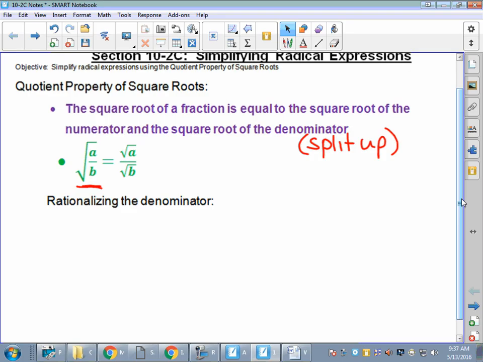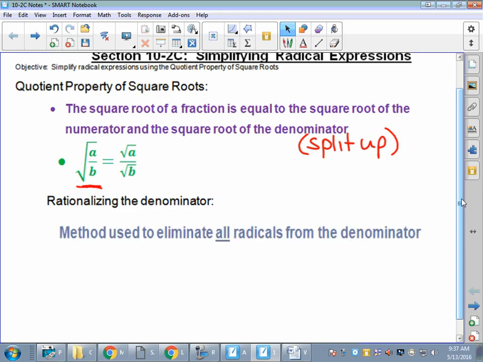You're allowed to do that. But remember one of those rules about simplifying radicals said you are not allowed to have a radical in the denominator. That b in the denominator is a problem, that square root of b. So we're going to do something called rationalizing the denominator. When you rationalize the denominator, we make the denominator a rational number. It's a method used to eliminate all radicals from the denominator, so we no longer have square roots down there in the bottom. It is a rule. You're not allowed to keep them there, so let's take care of this business.